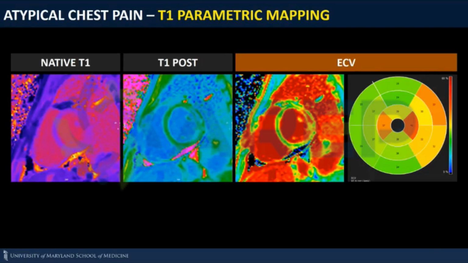However, when we use our more advanced parametric techniques, we can see that native T1 values, I don't have the values here, but we can see that this area is somewhat brighter. And when we look at the extracellular volume, we can see that there are, again, areas of abnormality that we can see here both visually and on this bullseye plot. So remember, we said that an extracellular volume greater than 30% suggests abnormality. So we clearly see that there is abnormality in this case, and this was actually another patient that had myocarditis.